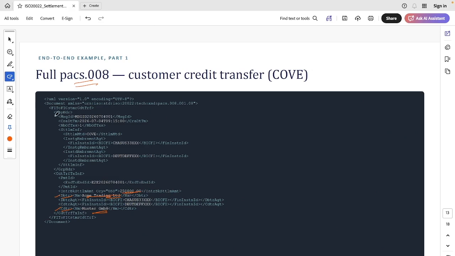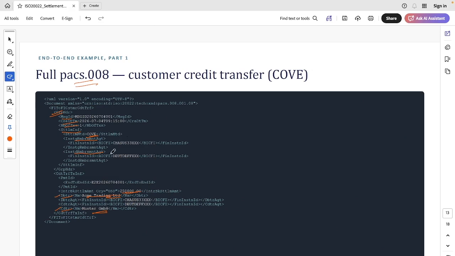Now you focus on the group header. Inside the group header, we have the message ID, the creation date time of this instruction, how many transactions are involved, and most importantly, our settlement information. Inside settlement information, you see the settlement method is COVE. It involves cover. That means this PACS.008 is carrying the customer payment instruction, but the actual funds will move through a separate cover payment. Then we see the reimbursement agents, the instructing reimbursement agent and the instructed reimbursement agent, which are identified by the BIC code.